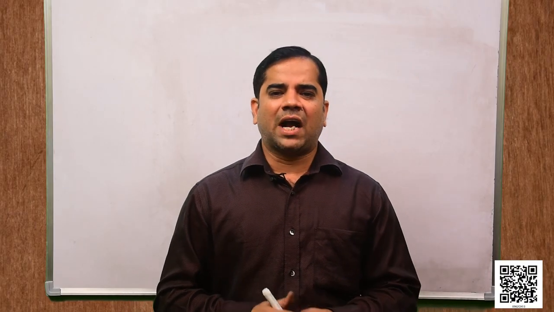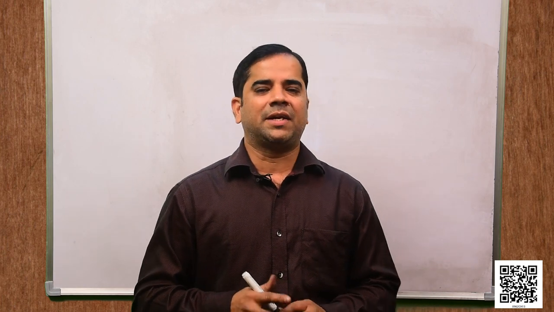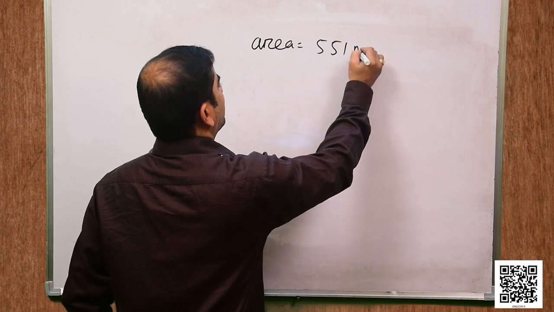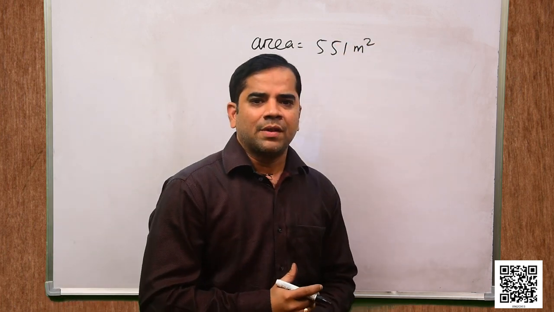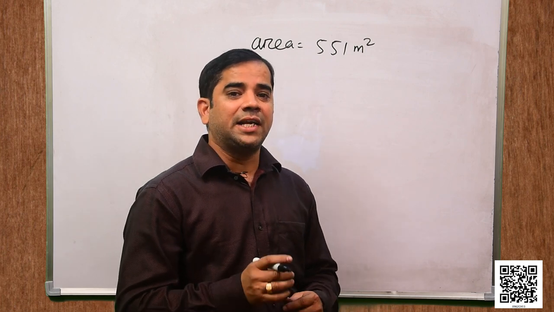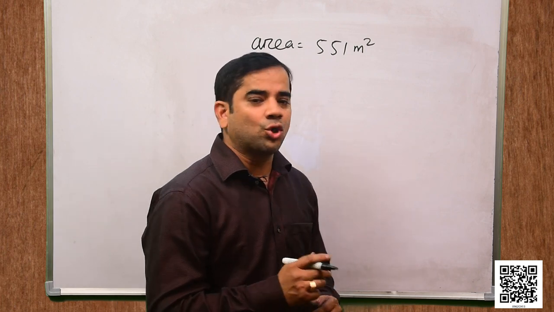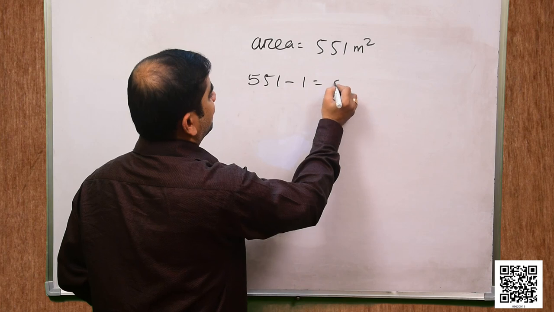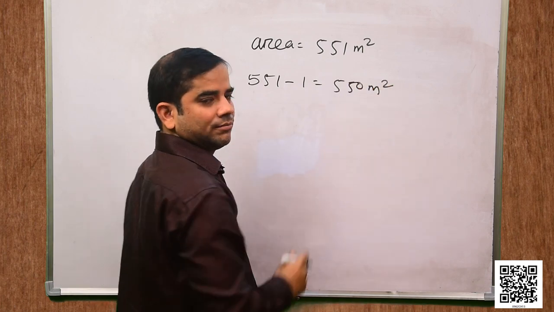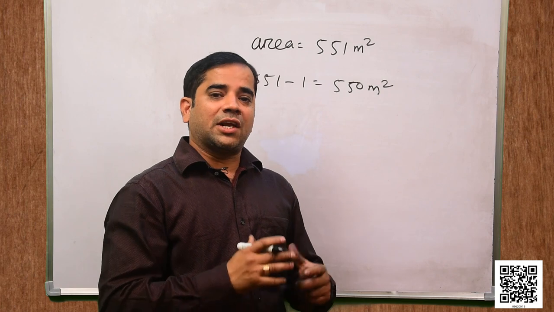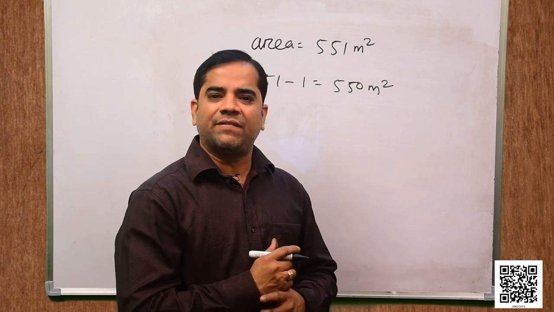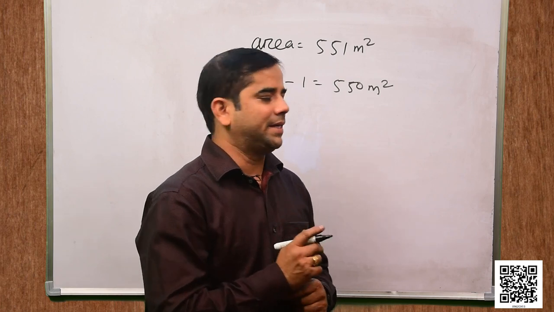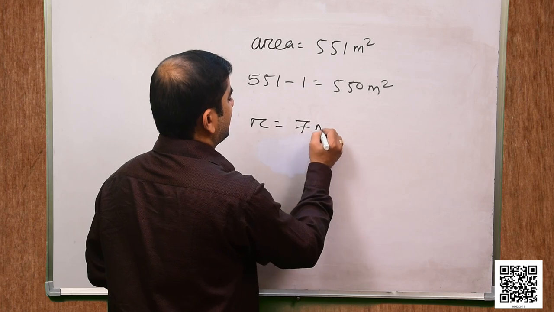Students, area of canvas is given as 551 meter square. So, area is equal to 551 meter square. Okay. And area of the canvas lost in wastage is 1 meter square. So, the used area is equal to 551 minus 1, that is 550 meter square. Okay. Now, the surface area of the tent is equal to 550 meter square. The required base radius of the conical tent is 7 meter. So, r is given as 7 meter.